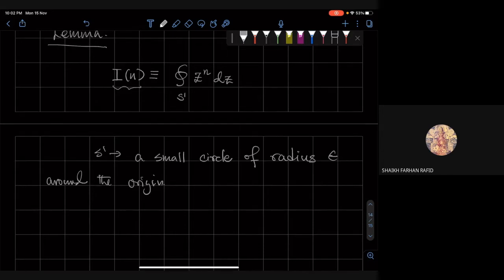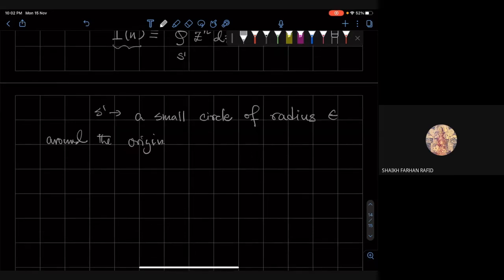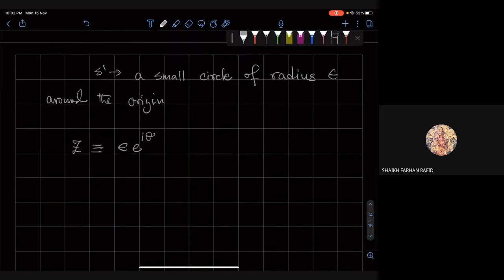So we have to somehow parameterize the circle, right? So one way of parameterizing a circle is by an angle theta, which goes from 0 to 2 pi. So if I do this, then I can define z. I can say z is equal to some real radius times e to the power I theta, right? Do you guys agree? Yes, sir.